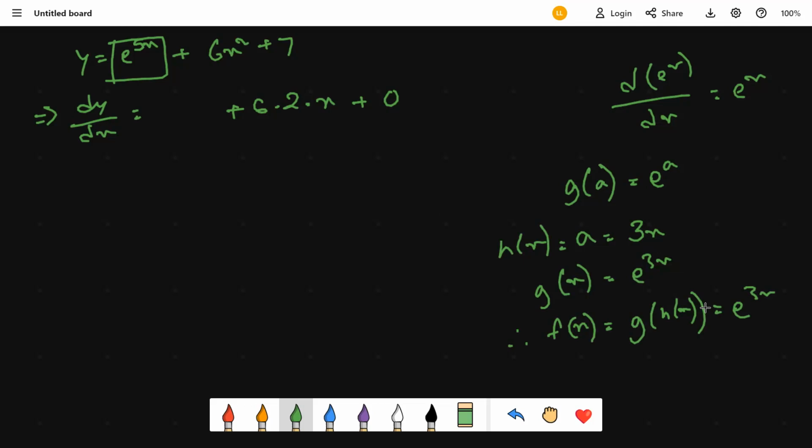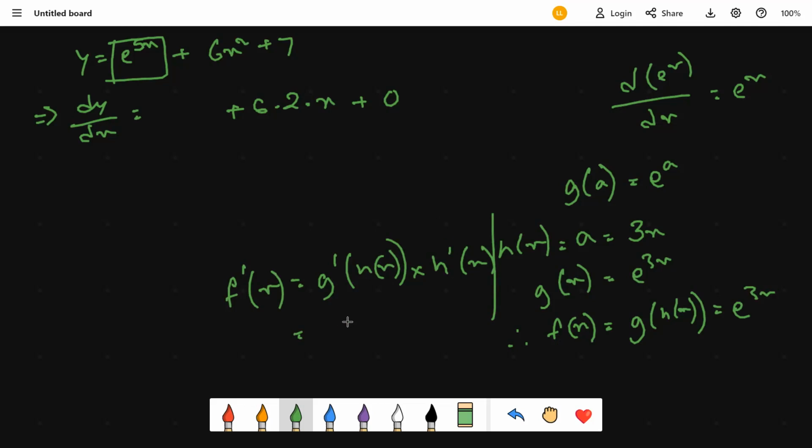If that's the case, then we have to implement the chain rule. Now, chain rule applies in which format? f prime of x equals g prime of h of x times h prime of x. That means the differentiation of the outermost function multiplied with the differentiation of the innermost function. The outermost function here is e to the power a, or e to the power 3x.